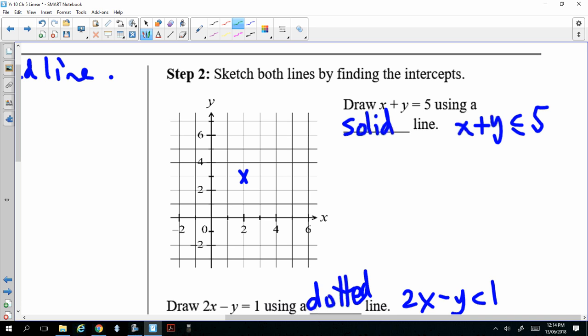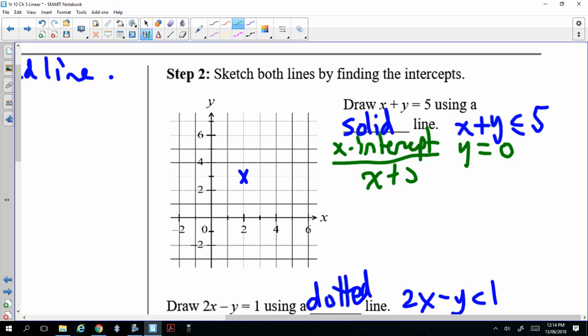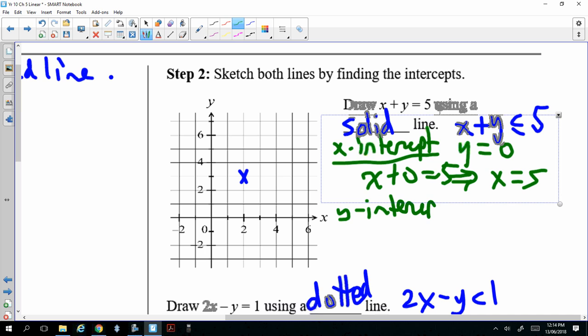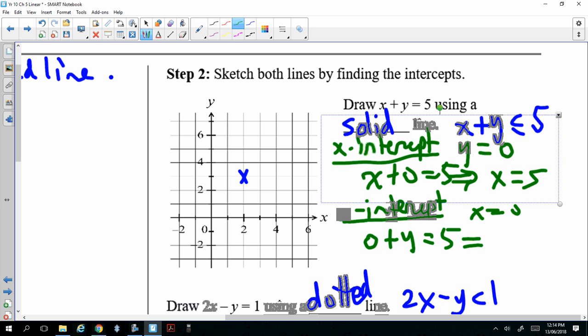That's when you set y equal to 0. x plus 0 equals 5, which means x equals 5. And same thing, we're going to do the y-intercept, which is x equal to 0. 0 plus y equals 5, therefore y equals 5. So in that case, you get the two points, (5, 0) and (0, 5), and you can draw the line.